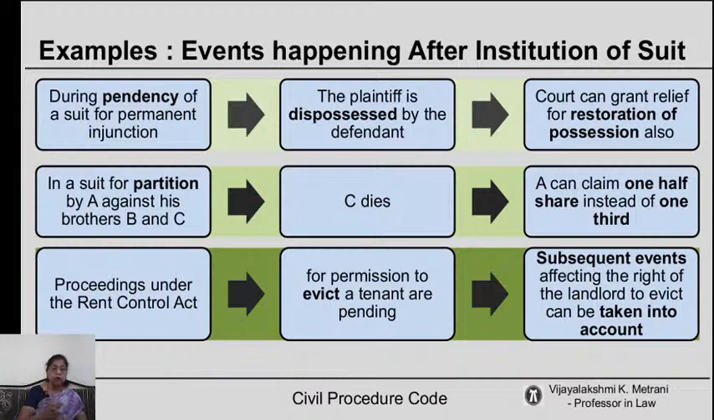See, during pendency of a suit for permanent injunction, as I said just now, there is a suit for permanent injunction, and in the meantime the defendant obtains possession and the plaintiff is dispossessed. Then see, it is for only permanent injunction.